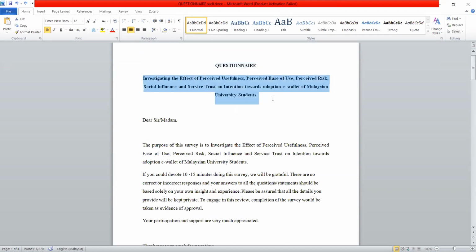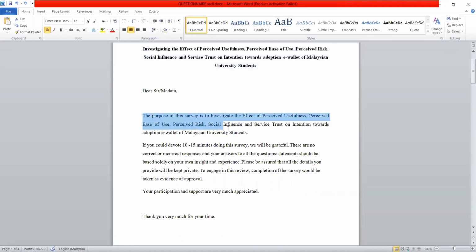At first, you have to have the title of the study. Then you write down the purpose of the study, your aim or objective. Then you write some basics, like if this survey needs 10 minutes to fill up, I will keep the data confidential, I will not disclose it, and I will never use this data for another purpose. So you just assure the respondent.